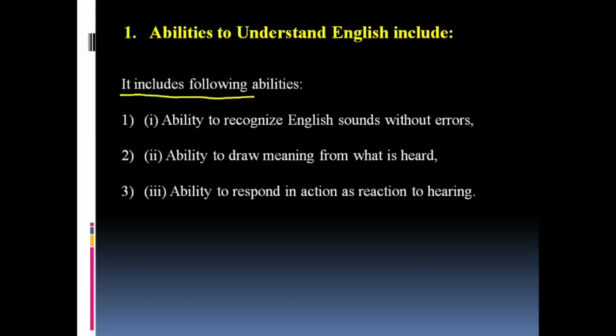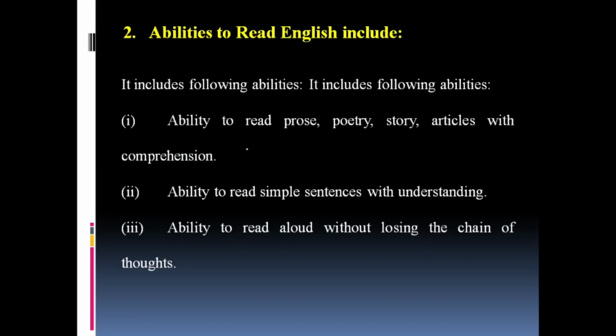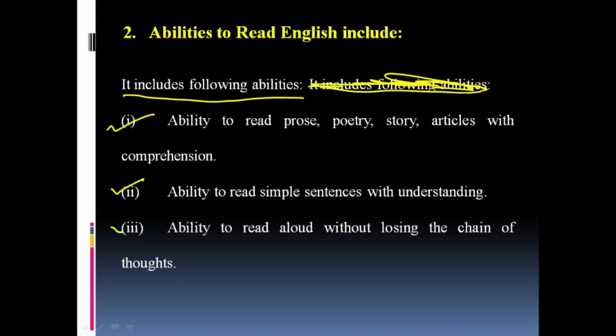Abilities to understand English include the following: ability to recognize English sounds without errors, ability to draw meaning from what is heard, ability to respond in action as a reaction to hearing. Abilities to read English include the following: ability to read prose, poetry, story, articles with comprehension, ability to read simple sentences with understanding, ability to read aloud without losing the chain of thoughts.